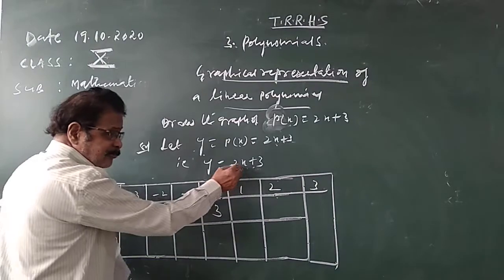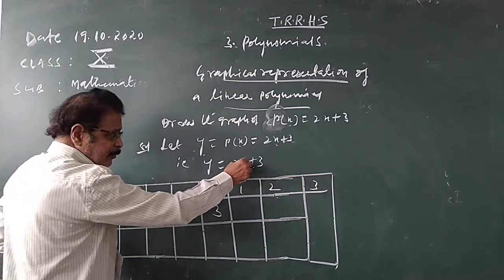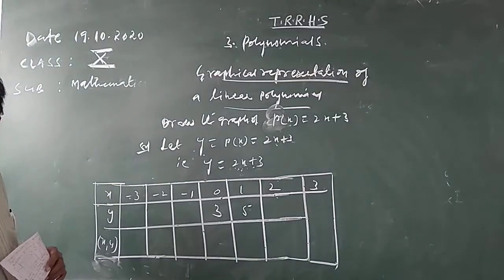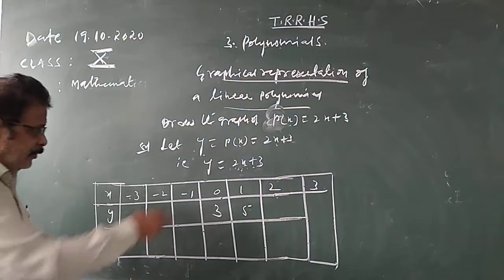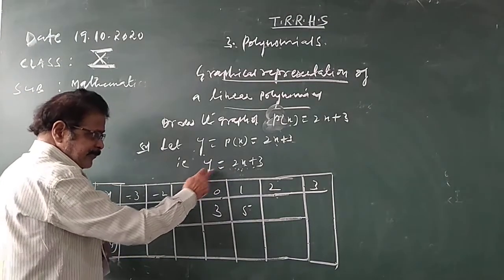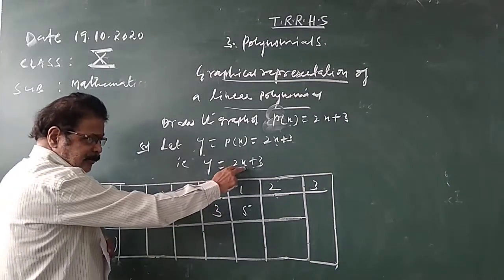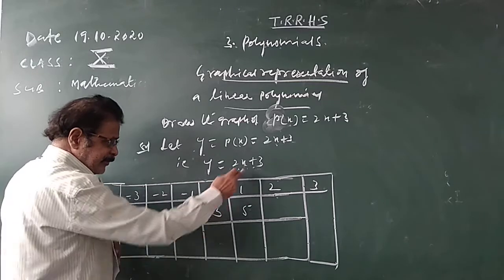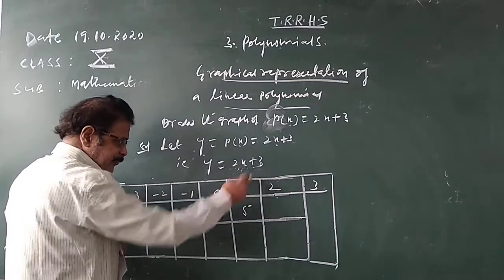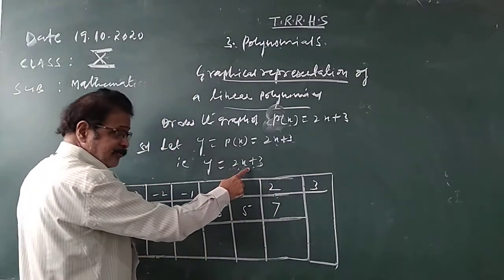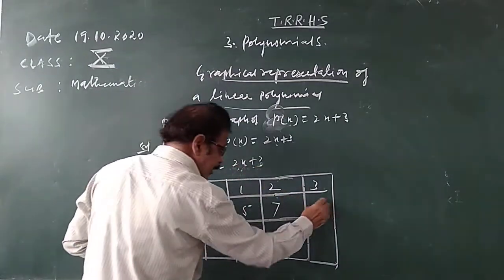x is equal to 1. Substitute x is equal to 1 here. 2 into 1 is 2. 2 plus 3 is 5. I am doing this directly. I hope you can understand. x is equal to 0: 2 into 0 is 0, 0 plus 3 is 3. x is equal to 1: 2 into 1 is 2, 2 plus 3 is 5. x is equal to 2: 2 into 2 is 4, 4 plus 3 is 7. x is equal to 3: 2 into 3 is 6, 6 plus 3 is 9.